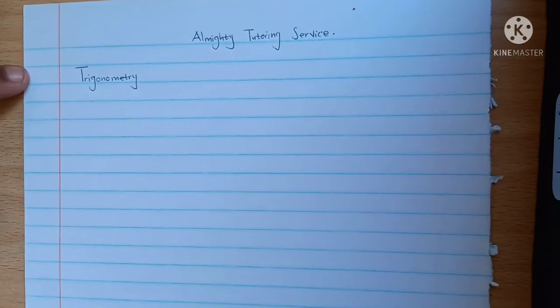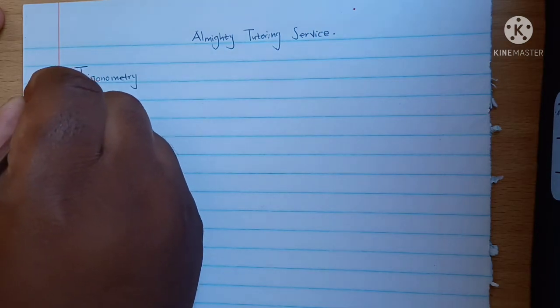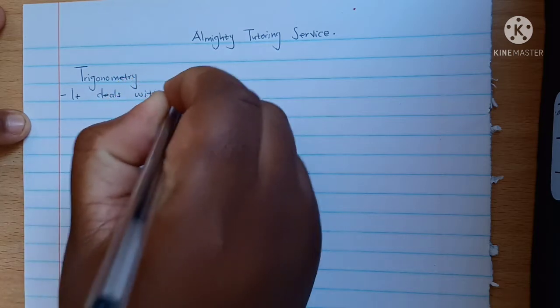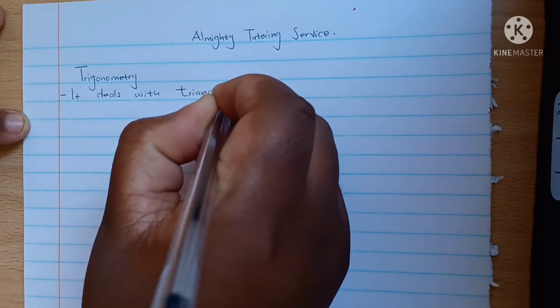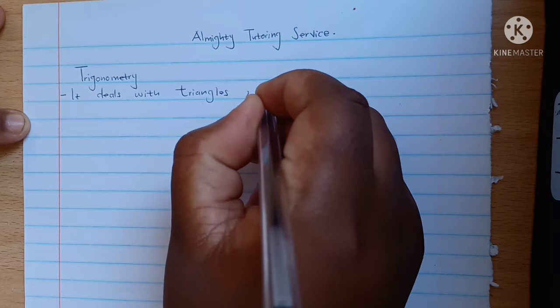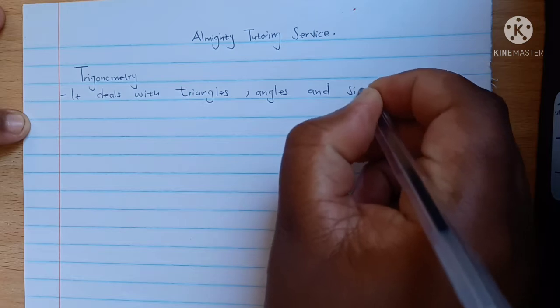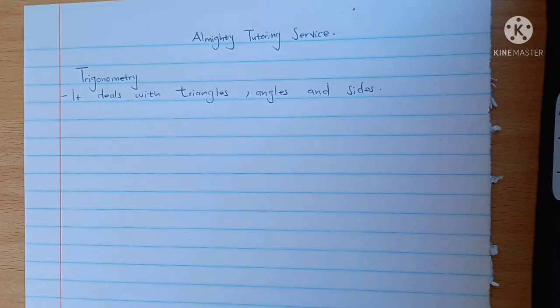Trigonometry basically deals with triangles, angles, and sides. So when we look at trig, we're basically looking at triangles, angles, and sides. Sides of the triangle and also angles in the triangle, right?